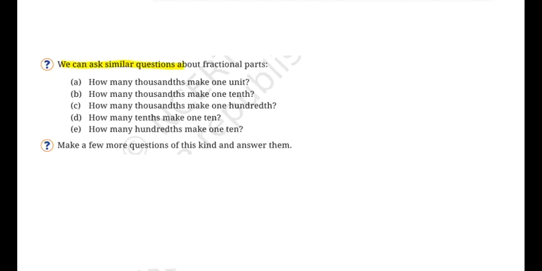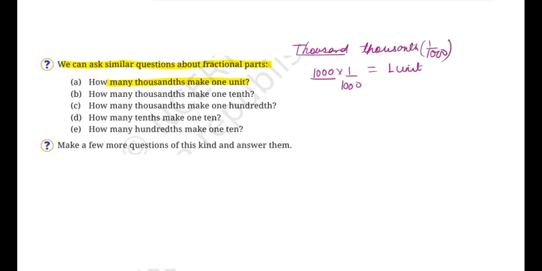We can ask similar questions about the fractional parts. So the first question is, how many thousandths make 1 unit? So let's multiply 1000 with the thousandth. When we take 1000 parts of 1000 each, it will make 1 unit, right? So we can say 1000 thousandths make 1 unit. How will you write this? 1000 thousandth. 1000 means 1000, and thousandth will be, that will make it 1 unit.